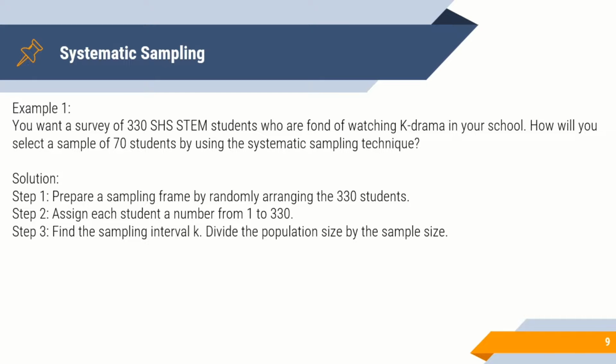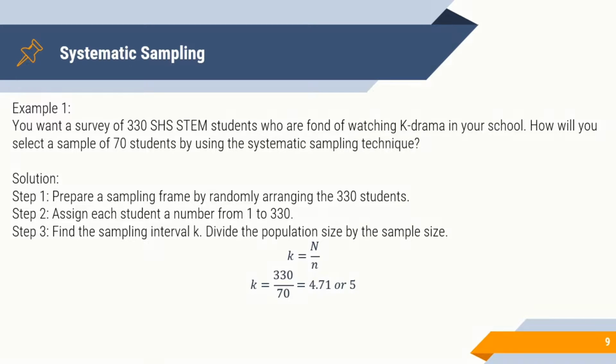So K is equal to population size divided by the sample size. So since our population is 330 senior high school STEM students, then 330 will be our numerator. Then our sample size is 70 students. So denominator natin is 70. Then 330 divided by 70, that is 4.71 or 5. So 5 will be our sampling interval or K.